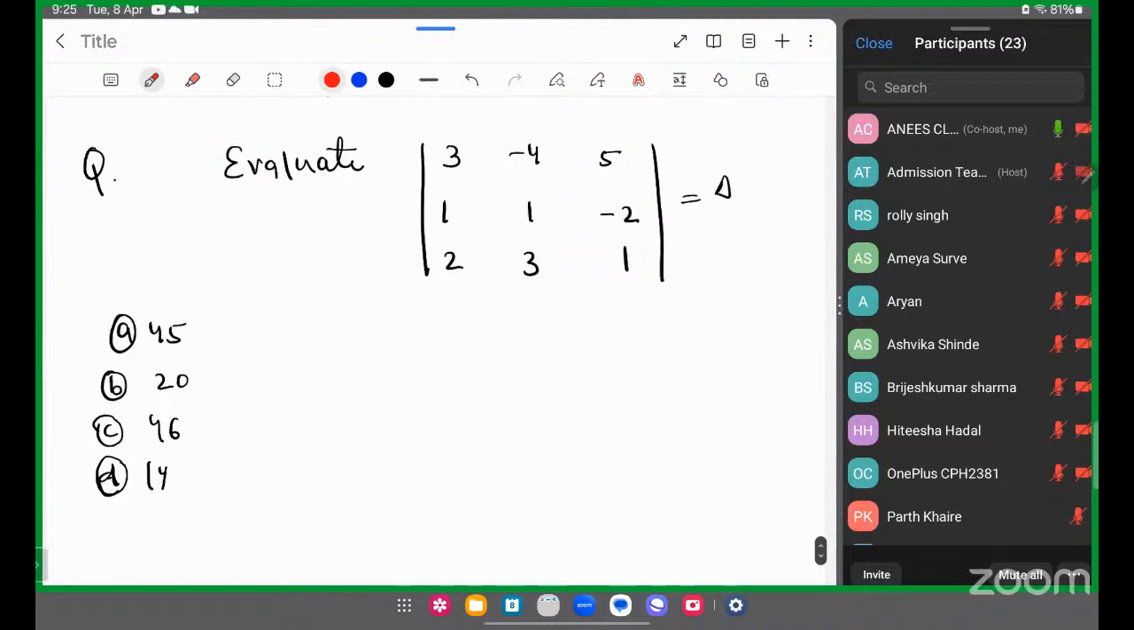Yes. Simplify this. Yes, did you get the answer? Yes, sir. 46. Yes, how much? Sir, 46. 46. That is C option.